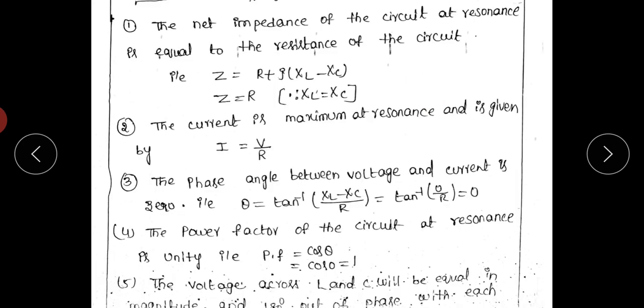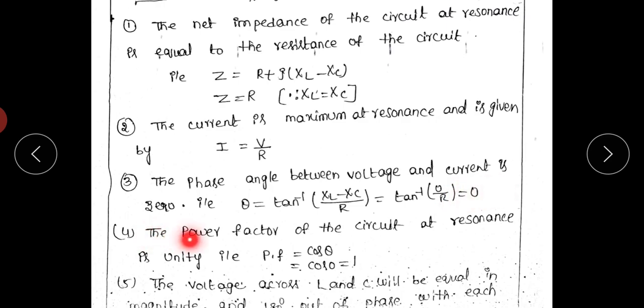Next, the phase angle. The phase angle between voltage and current is theta equals tan inverse of reactance by resistance. Here reactance equals XL minus XC, so theta equals tan inverse of (XL minus XC) by R. At resonance condition, XL minus XC equals 0, so tan inverse of 0 equals 0. So at resonance, the phase angle, the angle difference between voltage and current, equals 0.